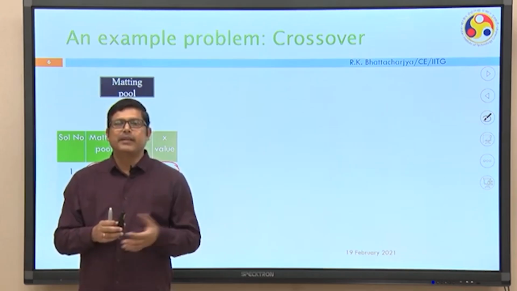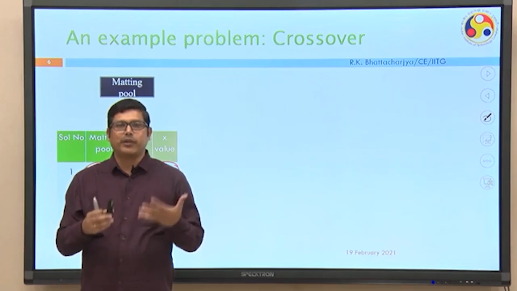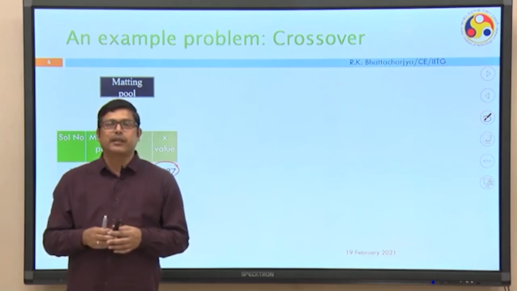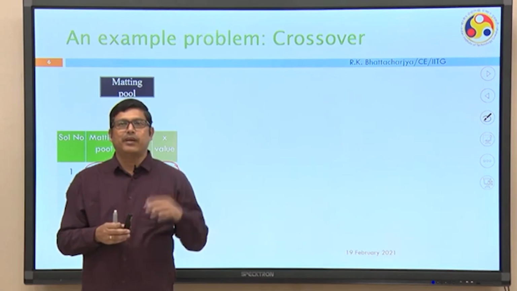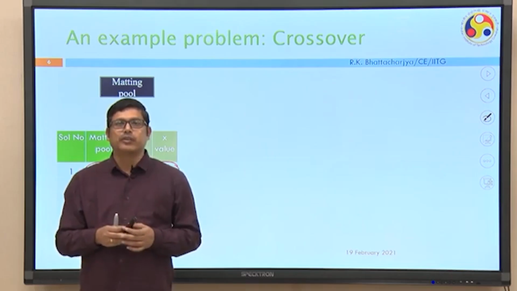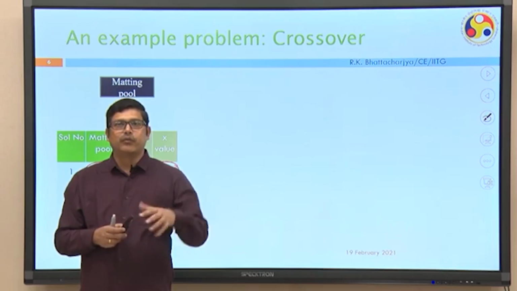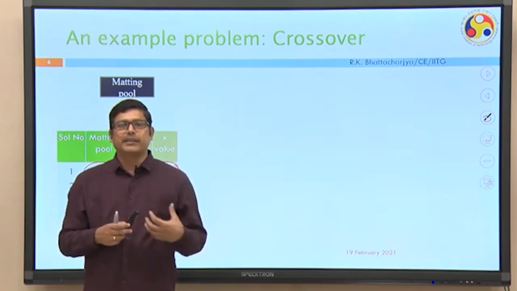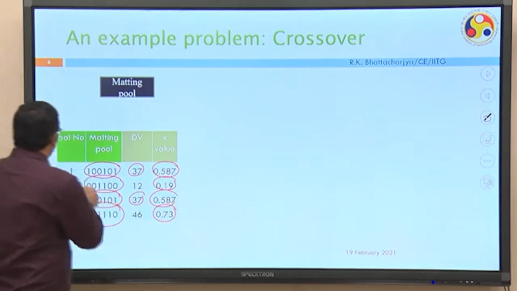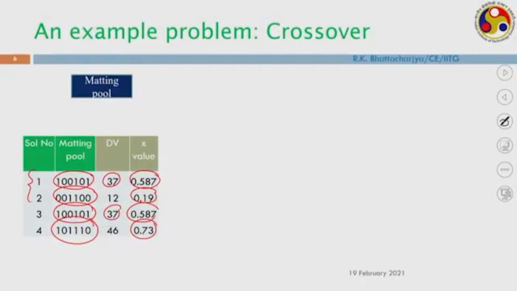As I said, PC can be 0.65 to 0.95 or sometimes 100%, but in this case I am taking 100%, which means all the solutions will go for crossover. And then you have to do it randomly. In this case I have selected that the first solution will go for crossover with the second one, and similarly 3 and 4 will go for crossover.